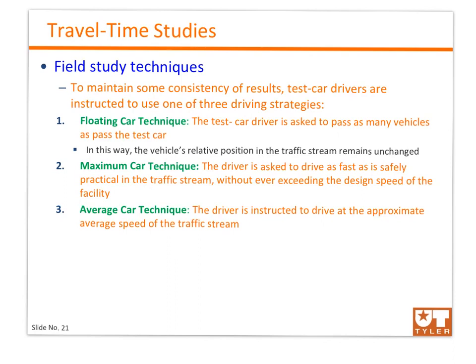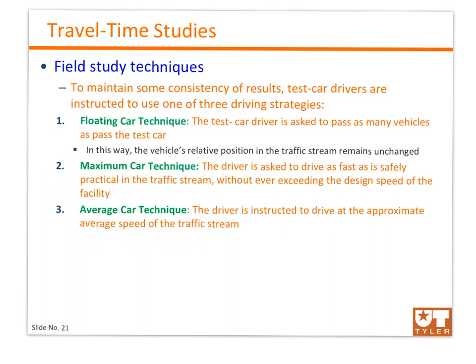With the average car technique, we ask the driver to drive at the approximate average speed of the traffic stream, which is a bit different from number 2. Number 2 is the maximum. For example, if the speed limit is 55, we ask the driver to drive at the speed limit, which means you can pass as many cars as possible. With the average car technique, we ask the driver to drive at the approximate average speed.